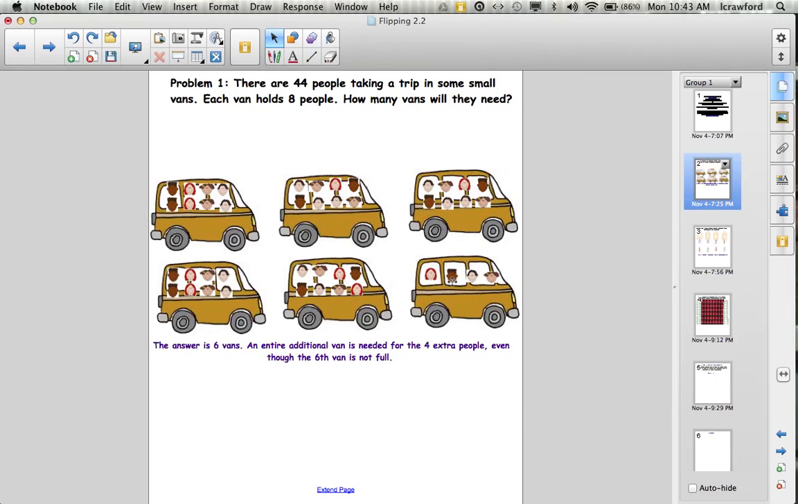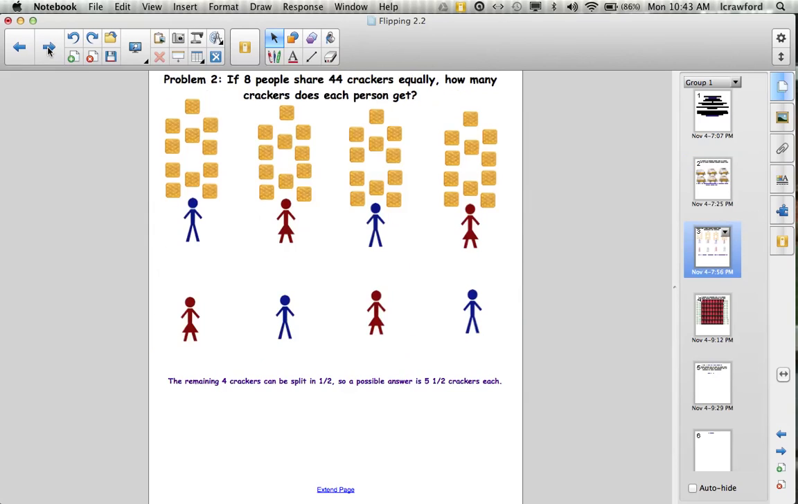The answer is 6 vans. An entire additional van is needed for the 4 extra people, even though that 6th van is not full. So you have 5 with a remainder of 4, but we need 6 vans to go on our trip.